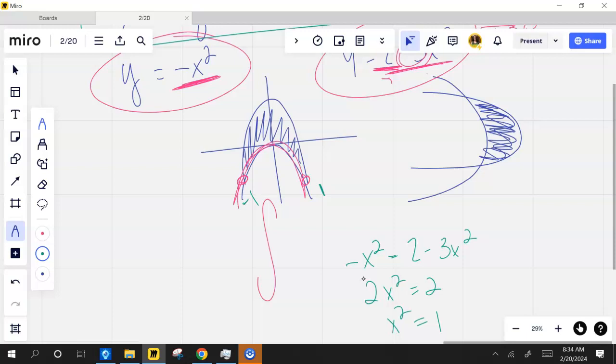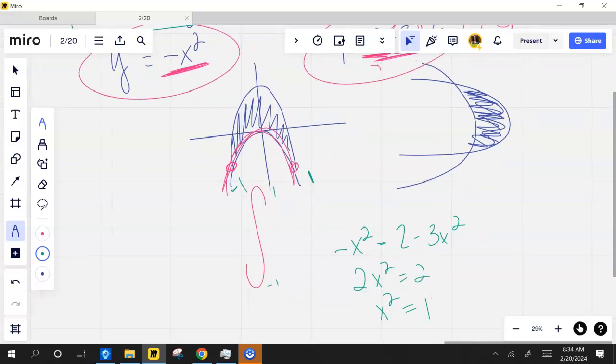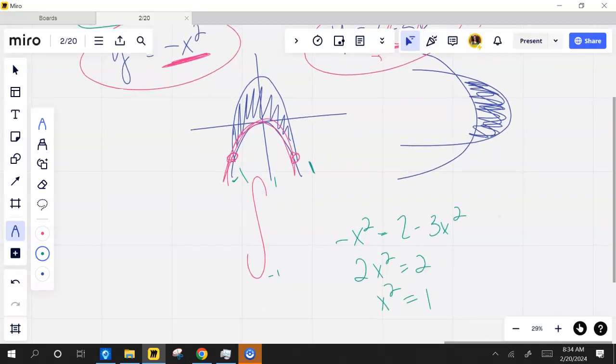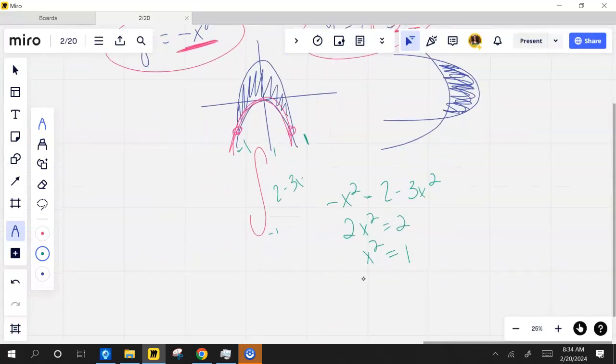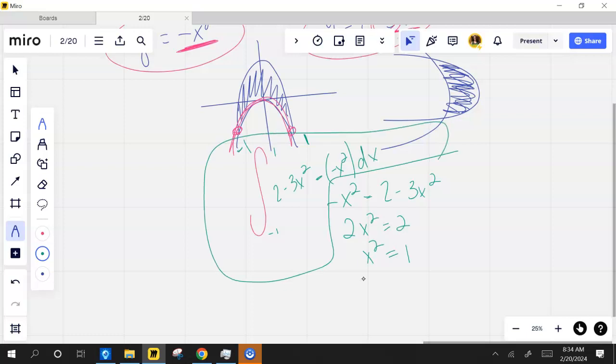Looking at me like I'm crazy. Okay, good. So I'm going from negative 1 to 1, and since these are the x values that I'm using here, I am going to use my top and bottom instead of my left to right. So I said my top was 2 minus 3x squared, and from that I'm going to subtract negative x squared. Yeah, sorry. There's my integral. Looks like Peppa Pig.